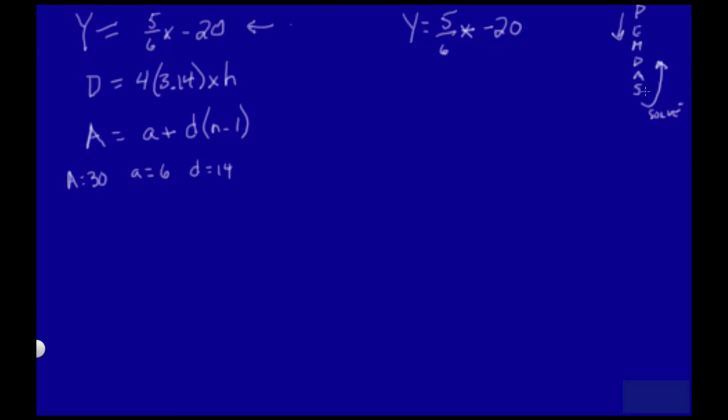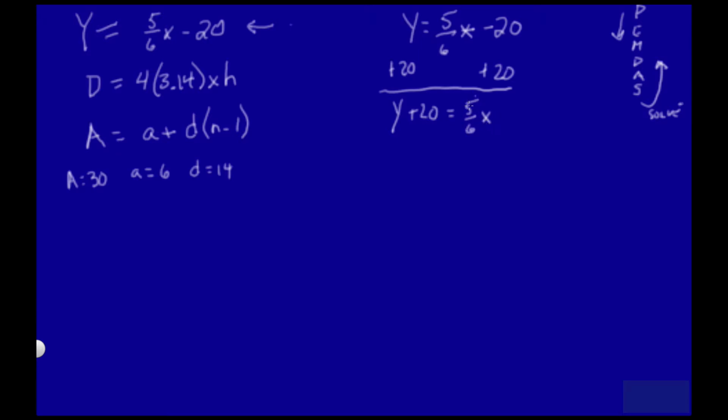So we look if there's any subtraction and addition, and there is here, the minus 20. So what we're going to do is add 20 to both sides, because what you do to one side, you have to do to the other. And that gives us y plus 20 equals 5/6 x. So now we can solve for x.